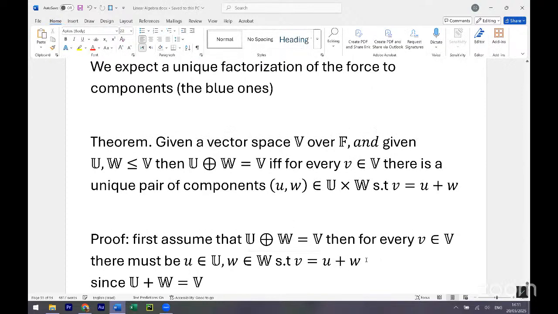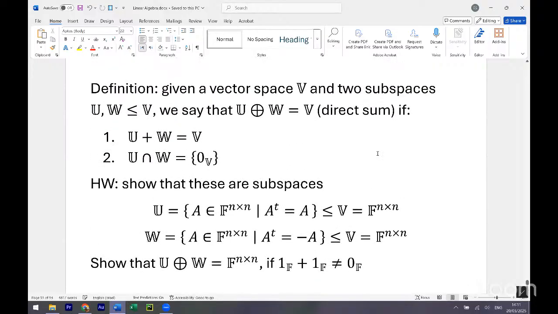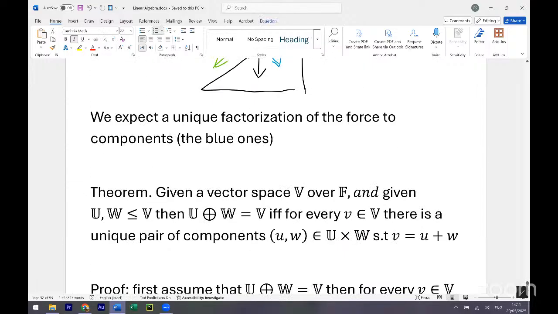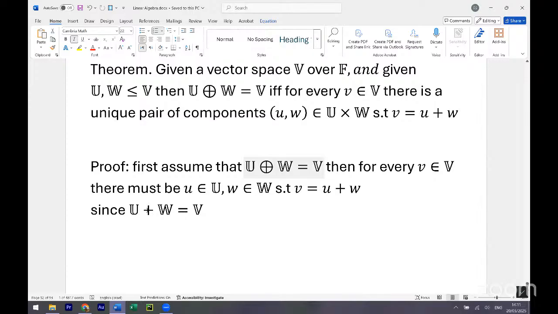I'll remind you, we say that the direct sum U plus W equals V if U plus W is V, and also the intersection is only 0. So I know that U plus W is V. So everything in V is also in U plus W. So there are such U and W. Now we need to prove that the factorization is unique.